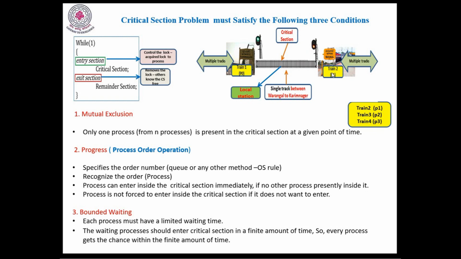Suppose train 2 requested earlier, the deadline time is 3, and train 3 also requested later, after train 2, but its deadline time is also 3. Then how will the situation be handled? That situation gives priority by the order of requesting, or maybe the priority of the importance of the train. As per that it will be executed. So that is bounded waiting time.